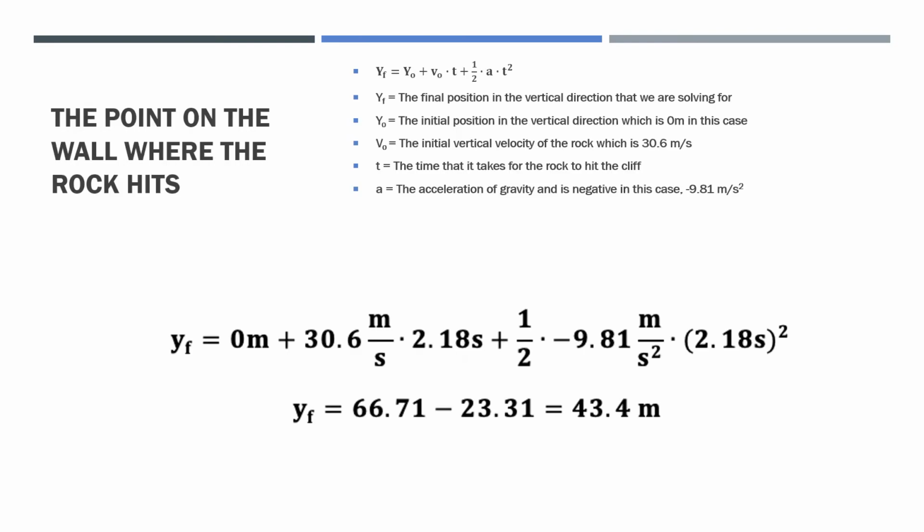The next step that is needed is to find out where on the cliff the rock hits when it reaches the wall. Using the equation on the right, we'll do this. The variables that are defined below the equation are substituted into the equation and solved. 43.4 meters ends up to be the height at which the rock will hit the cliff.